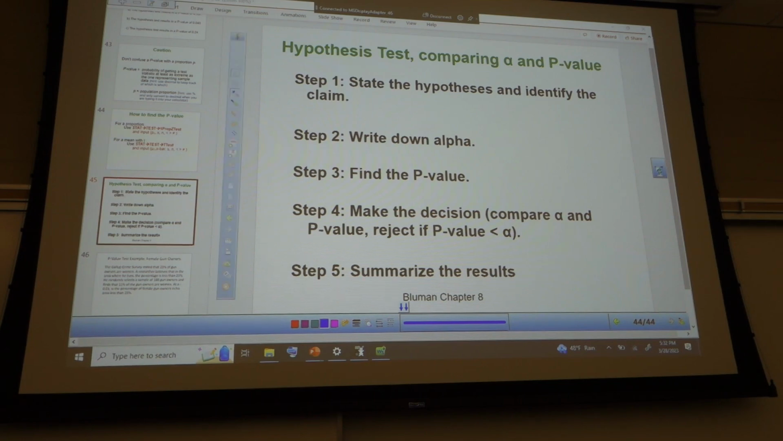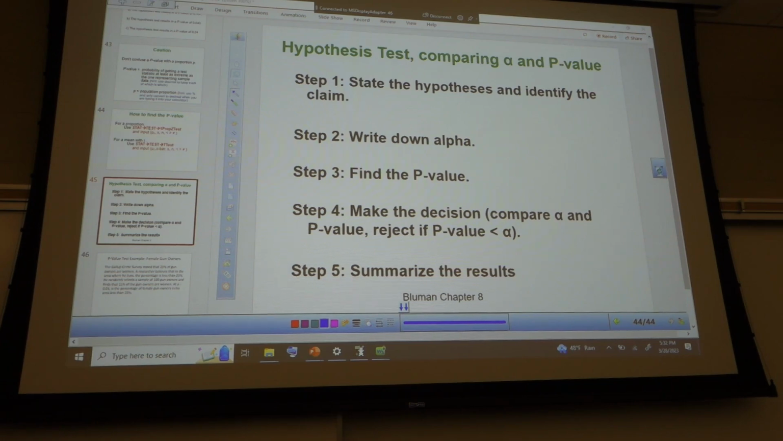Step 1, state the hypothesis and identify the claim. Step 2, write down alpha. Step 3, find the p-value. Step 4, make the decision. Compare alpha and p-value. Reject if the p-value is less than alpha. And step 5, summarize the results.